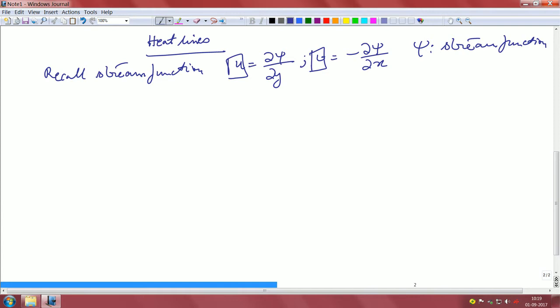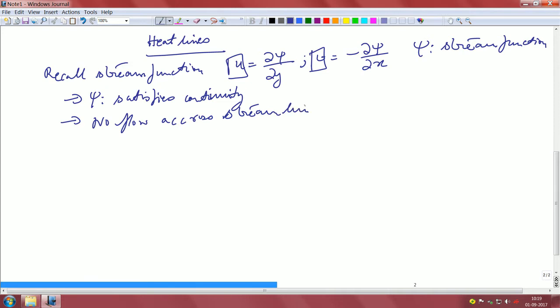Now, why is the stream function used? It is used for visualizing the flow field, and as you know the stream function automatically satisfies continuity. There cannot be any flow across a streamline. So the stream function satisfies continuity, that is the first thing, and there is no flow across streamlines. These are some of the concepts that you already know from your fluid dynamics course.